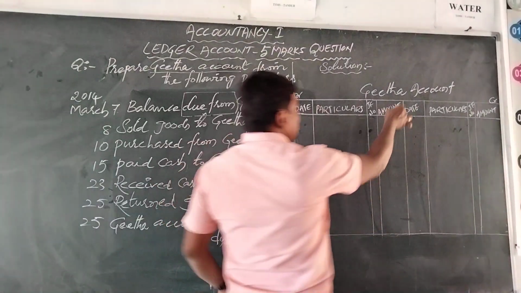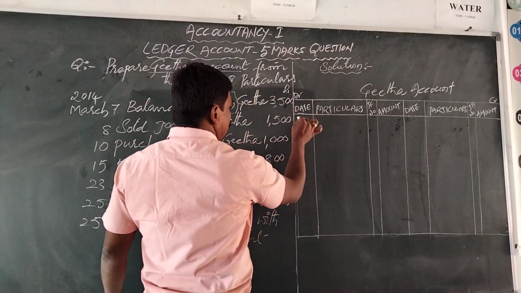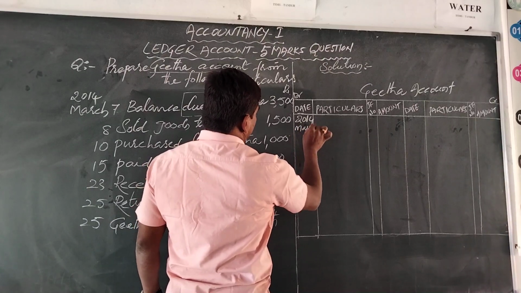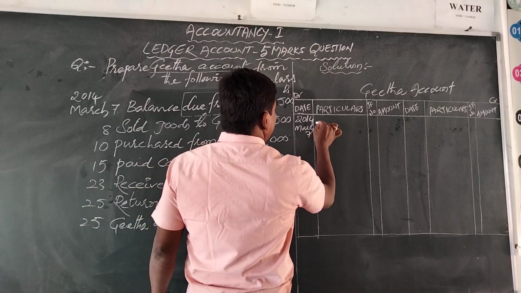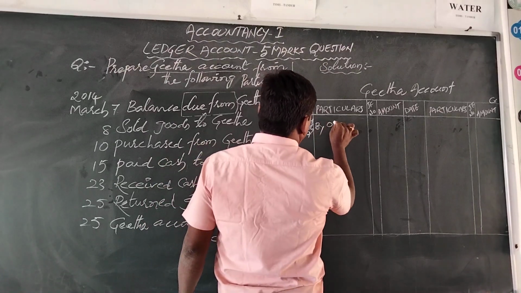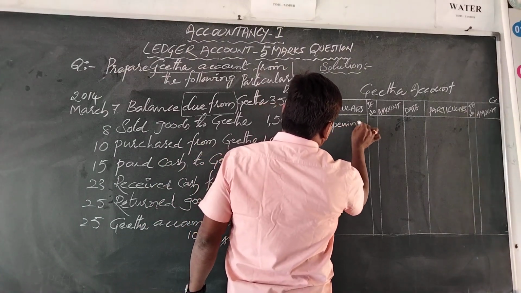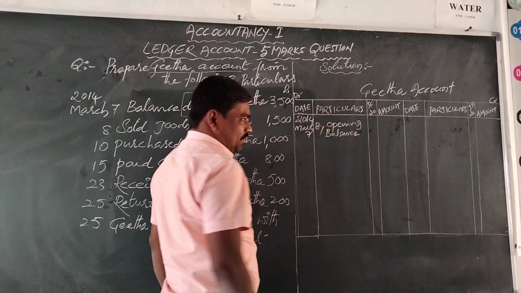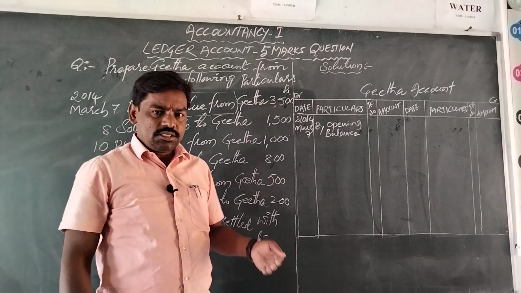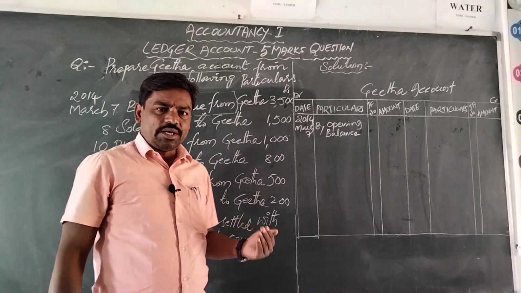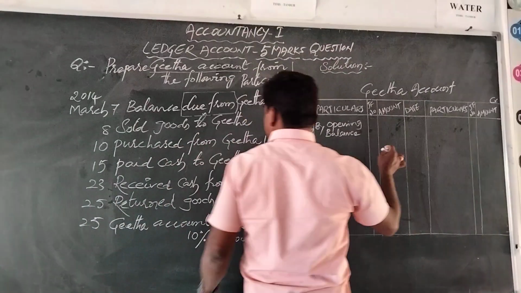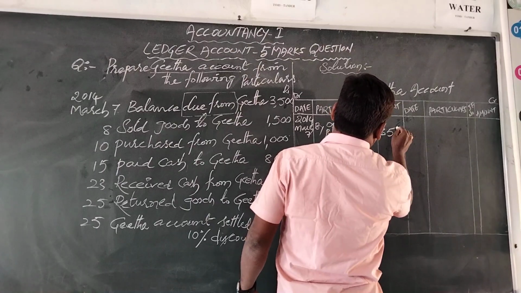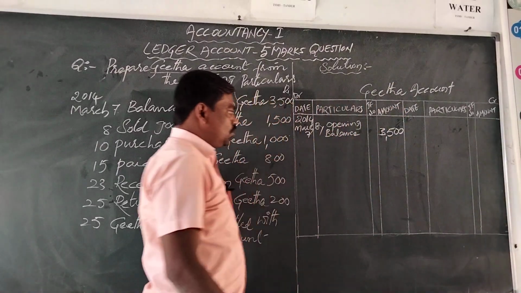So here in the Geeta account, first you write 2014 March 7 by opening balance, or you can also write balance brought down. Both are accepted. Either you may write balance brought down or opening balance of rupees 3,500 in the amount column.